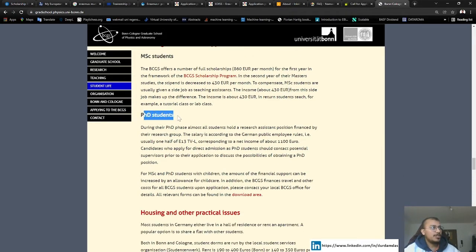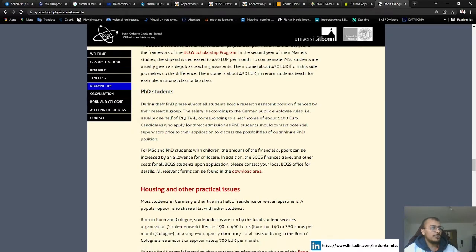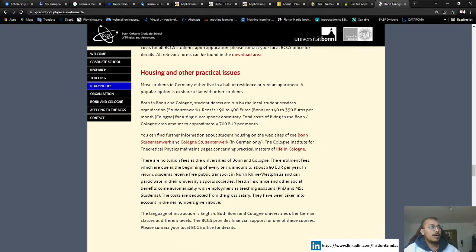And for the PhD students, the funding is E13 TVL, that's standard level. And the net income is 1100 euros. So by net income, what they mean is that the gross salary would be much higher, but after deduction of all the types of taxes, you would get in hand 1100 euros, which is quite standard also for these types of fellowships. Then for the housing and other practical issues, they also list the housing prices.